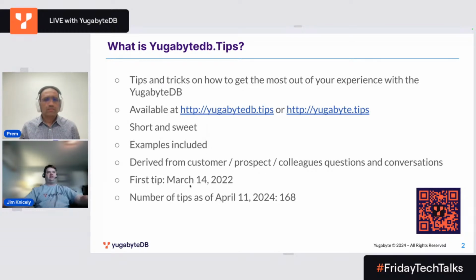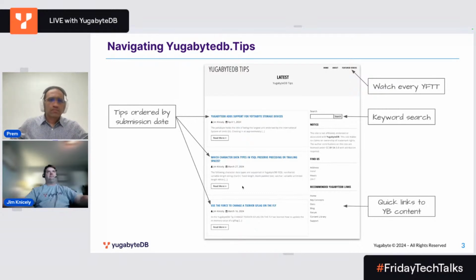So I started here in February 2022. The first tip was March 14th, and as of right now, there's 168 tips out there. So the website looks like this. I just want to keep it really simple, no big graphics or anything like that. There's 5 tips per page, and they're ordered by the submission date.